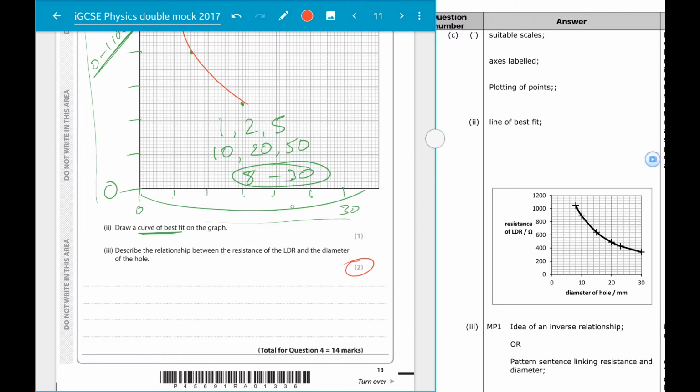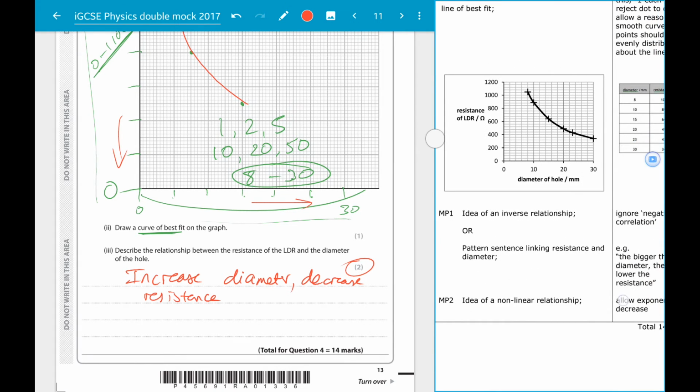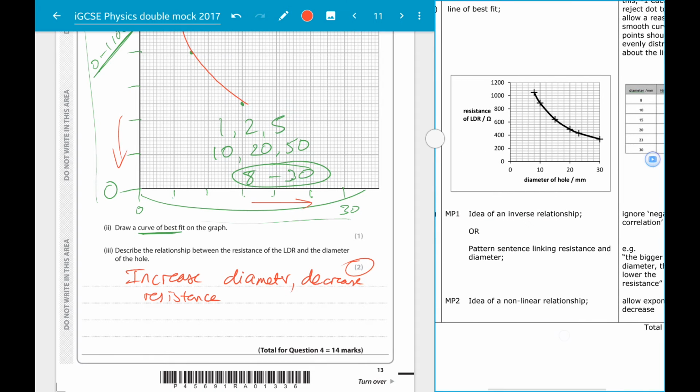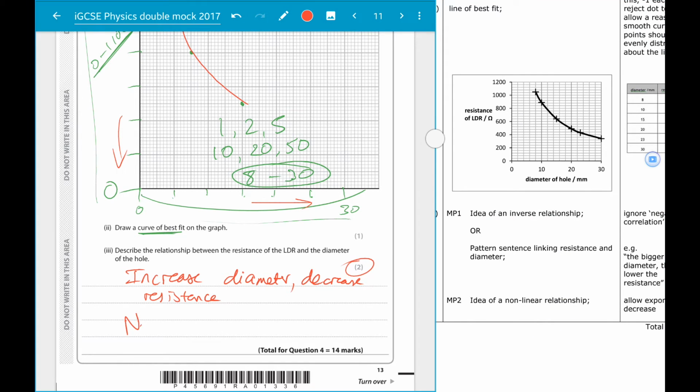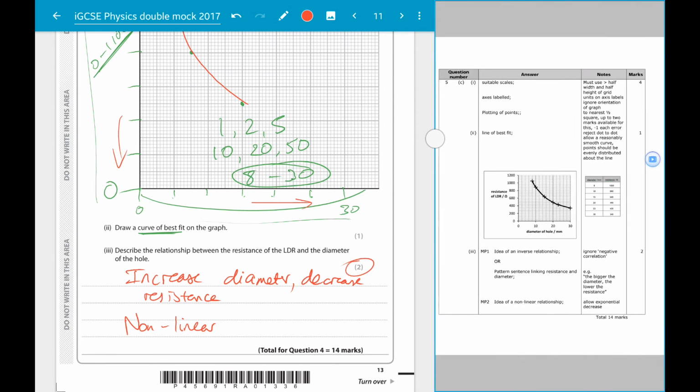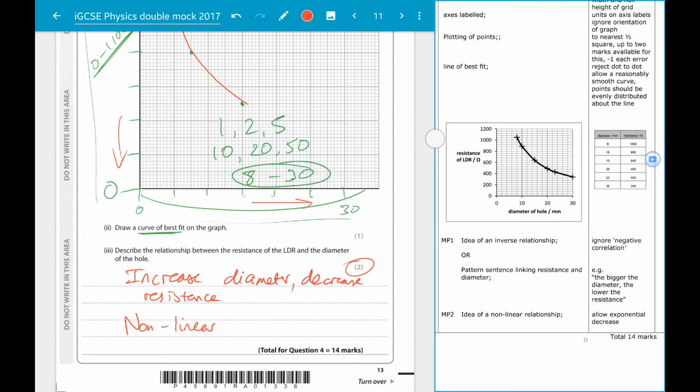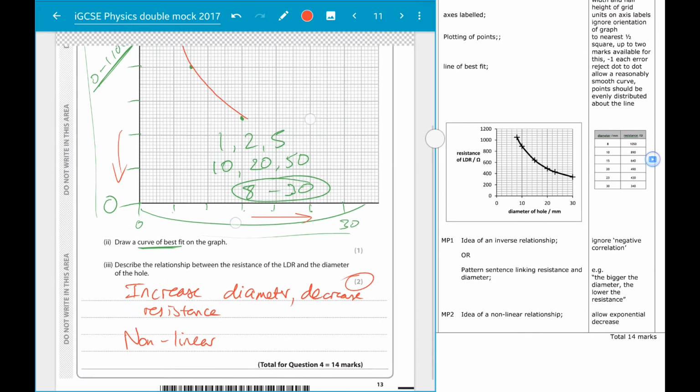1 mark for saying, as you increase the diameter, you decrease the resistance. Increase diameter, decrease resistance. And the second mark is for saying something about the fact that it's actually a curve. So something about a curve, you have to say, essentially it's non-linear. It's some kind of curve.